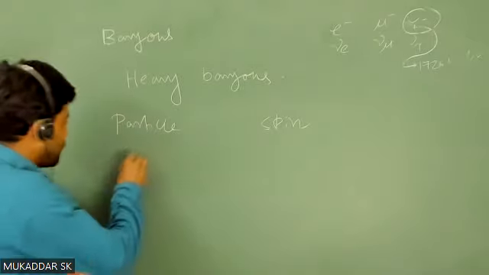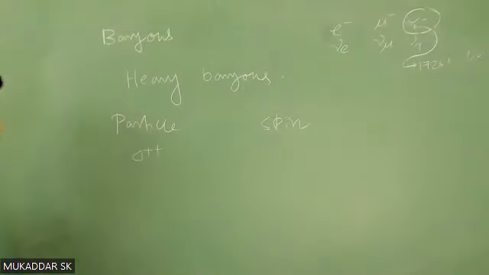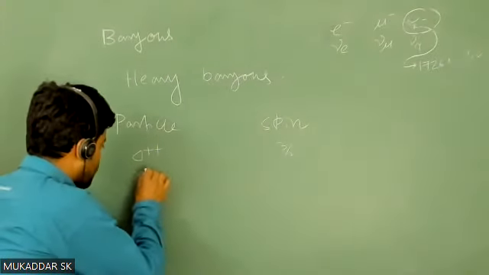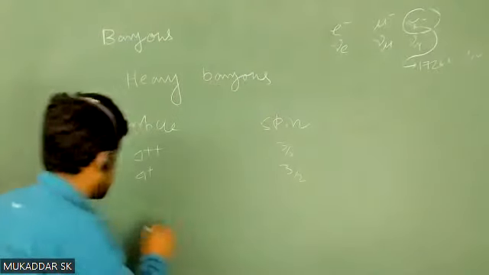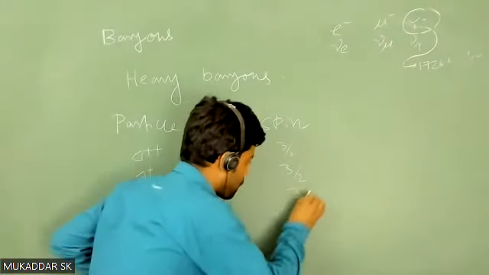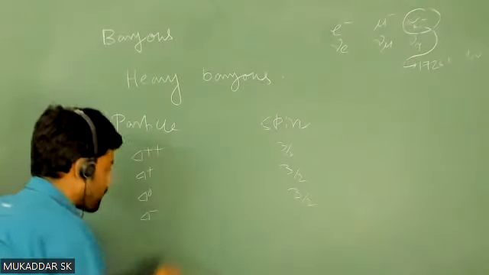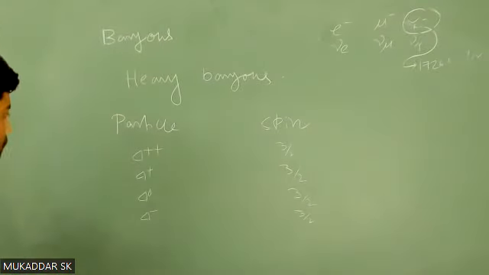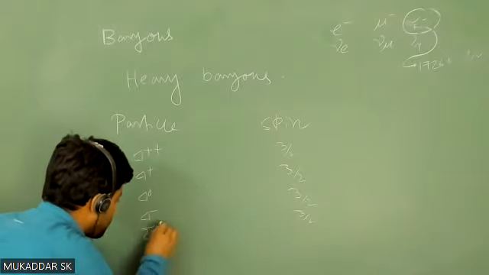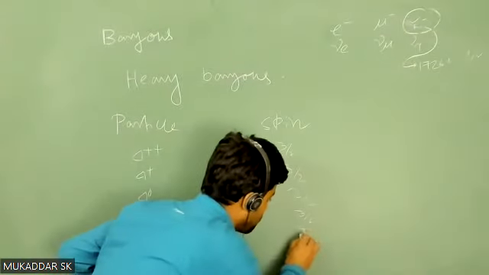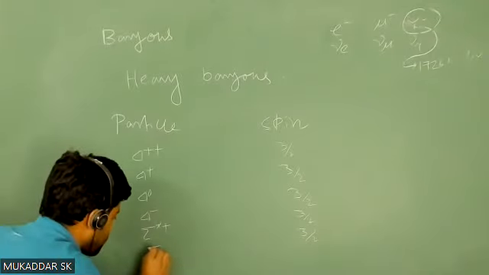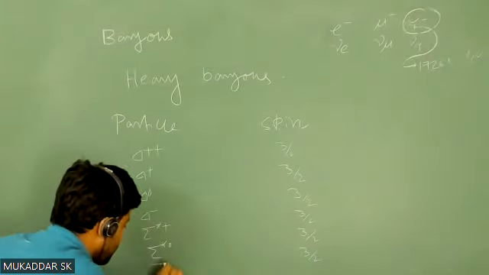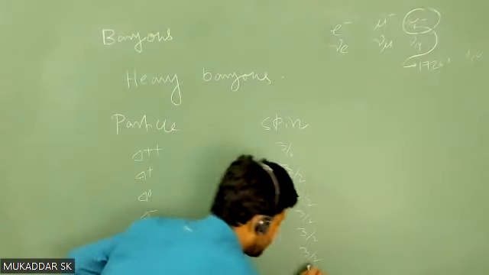So you have a few particles, for example, you have a delta plus plus, the very heavy baryon. The spin of this particle is 3/2. Then you have a delta plus, spin is again 3/2. Then delta 0, spin is 3/2. And then you have a delta minus, the spin is 3/2. Okay, and of course there are few more. You have a sigma star plus, spin is 3/2. Sigma star 0, spin is 3/2. And sigma star minus, spin is 3/2.